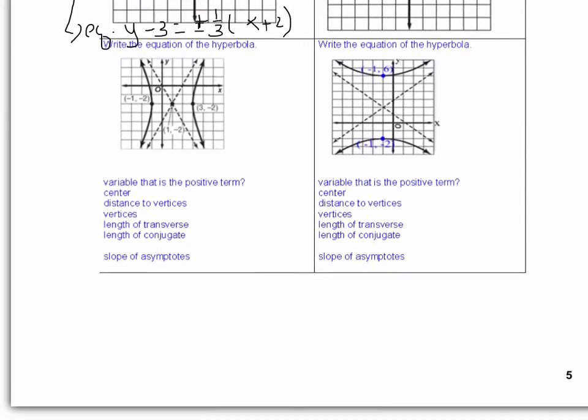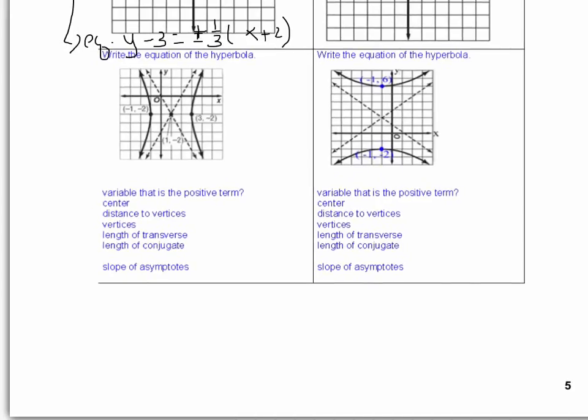And then let's look at these where you need to go the other way and you need to write the equation based on what you see in the picture. Some of this is going to take a little bit of guesswork to figure out where things are. If we're looking at this first one, we know that since this is going to cross the x-axis, the variable with the positive term is going to be the x variable. The center is at 1, negative 2, and they told us that right here.